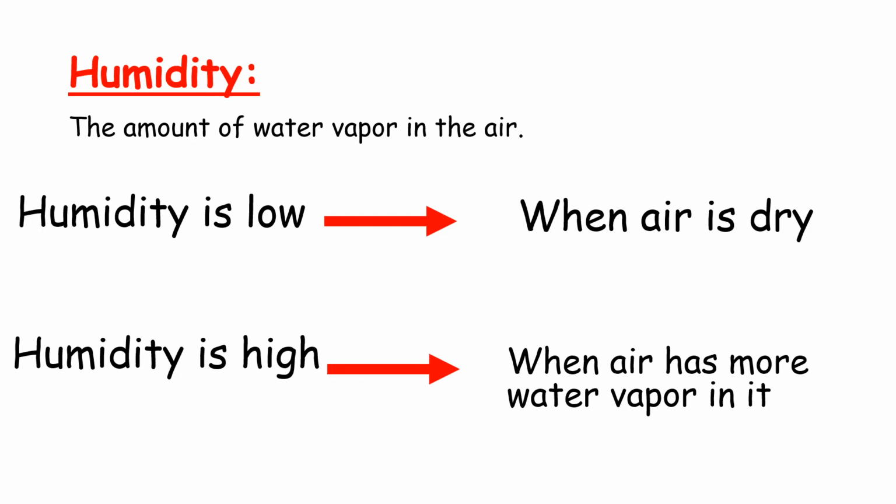Why? Because I said the humidity is the amount of water vapor in the air. So if the air is dry, that means the water vapor is less, so the humidity will be low. When air has more water vapor in it, the humidity will be high. So the humidity can be low or high according to the amount of water vapor. If there is a lot of water vapor, that means the humidity is high. If there is less water vapor, that means the humidity is what? Is low. Okay.